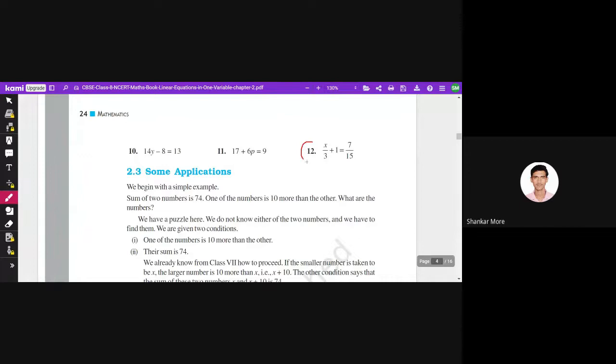So now solve 12th one. Solve 12th one students. 8th का आंसर 2.4 है.